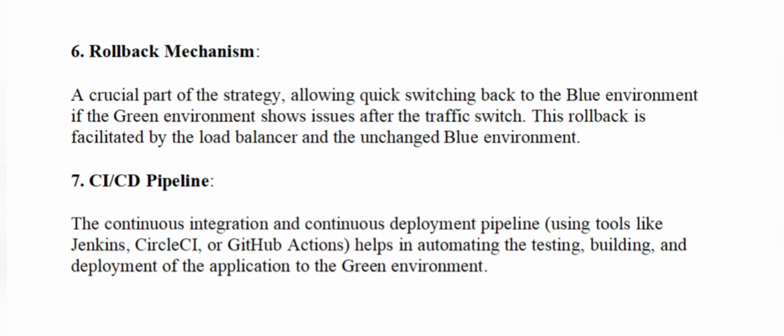The seventh component is CI/CD pipeline. The continuous integration and continuous deployment pipeline using tools like Jenkins, Circle CI, or GitHub Actions helps in automating the testing, building, and deployment of the application to the green environment.